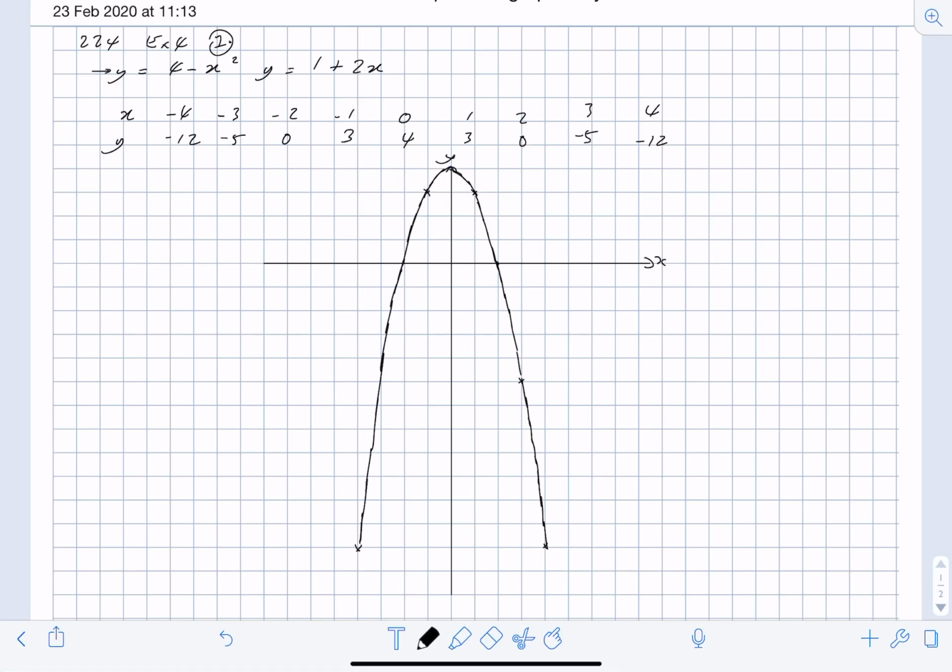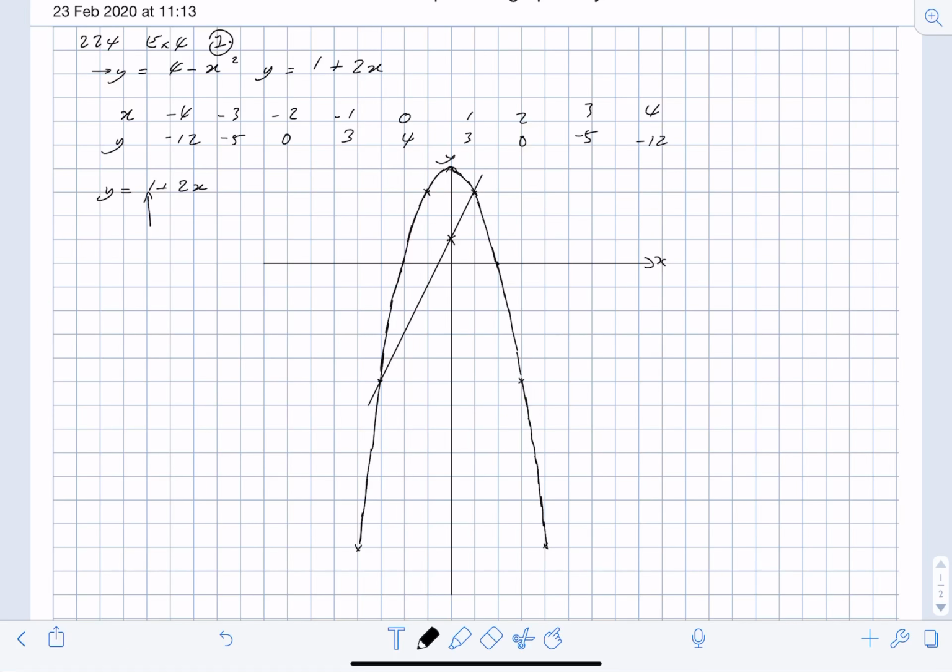And now I'm going to sketch the other graph, y equals 1 plus 2x. If you want to plot it, that's fine. I'm not going to, because I know that my y-intercept is going to be that 1 there, and I know that my gradient is going to be 2. So if I go across 1, I go up 2. And I can already see something a bit cheeky coming on here. I can see it going through there like that.